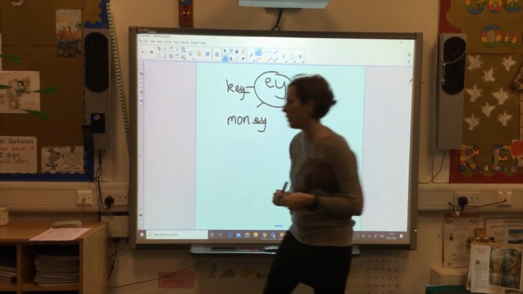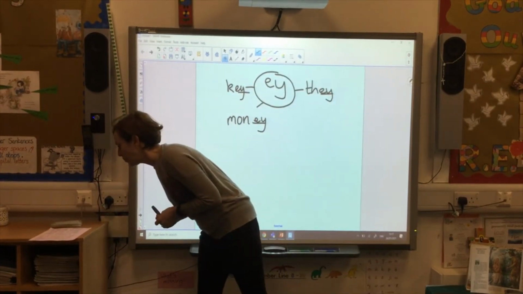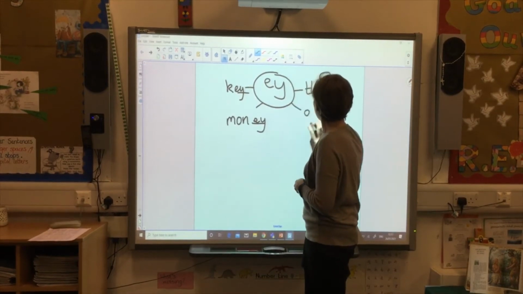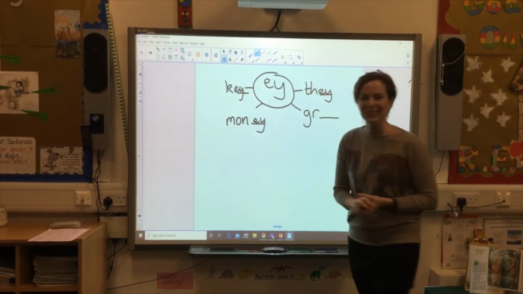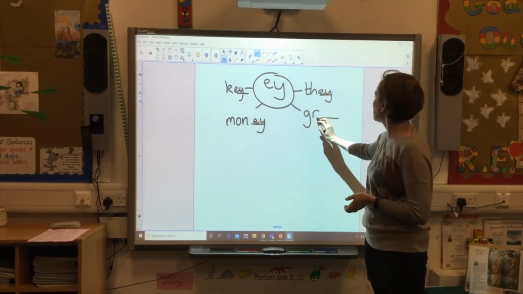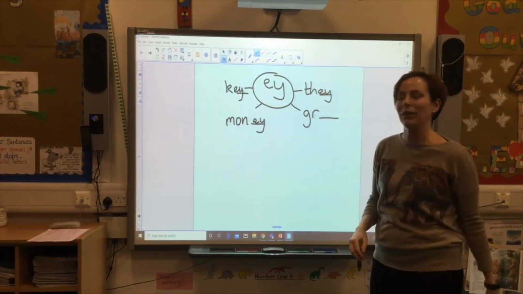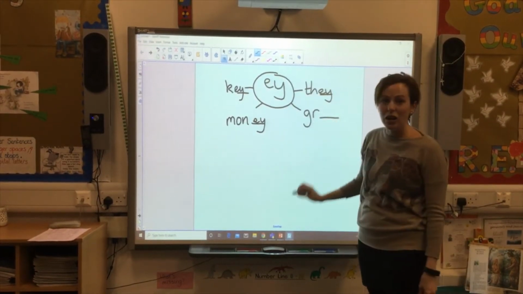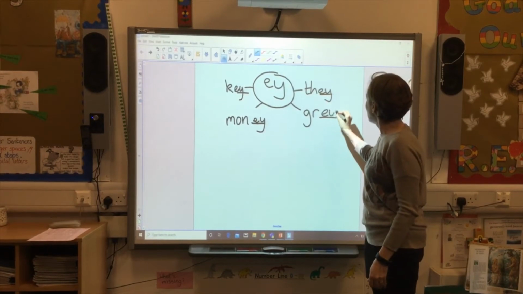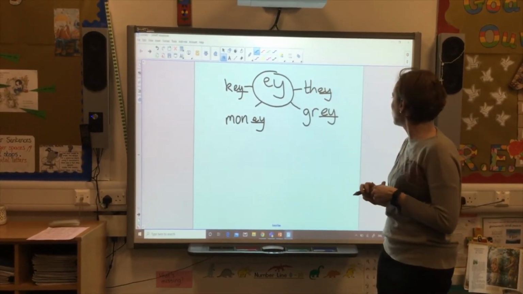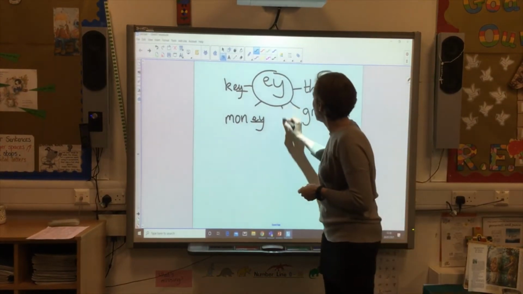There was a tricky O sound there. Let's do another one. E, gree. That's not a word. Like that one. Grey. Grey, like the clouds outside today. Hopefully not for long. Hopefully it will get brighter.